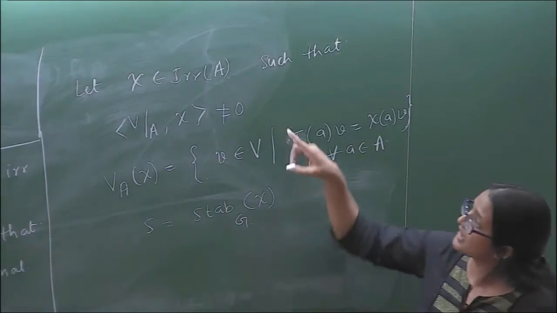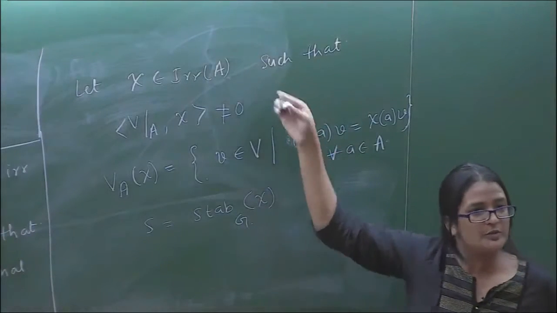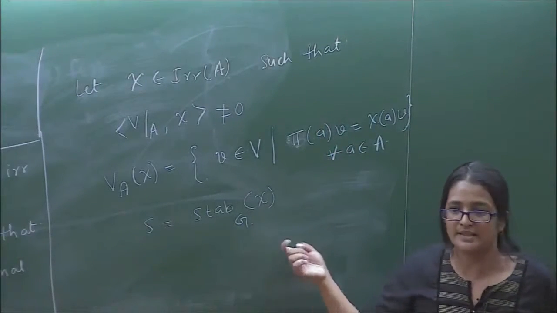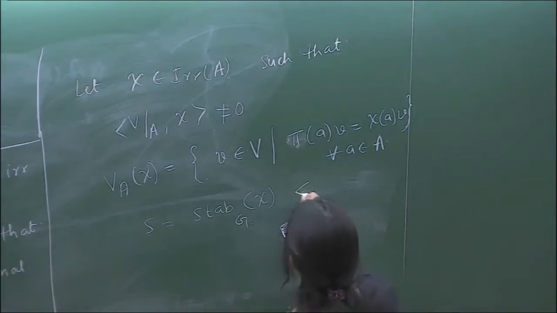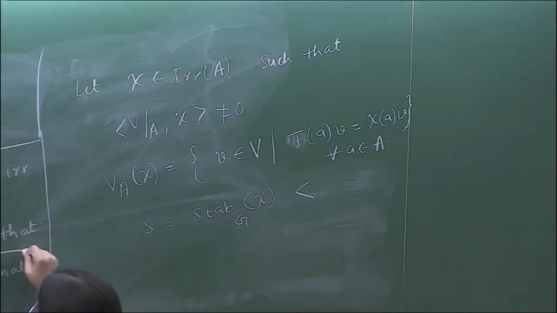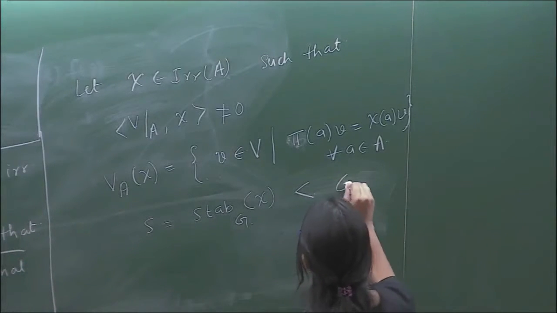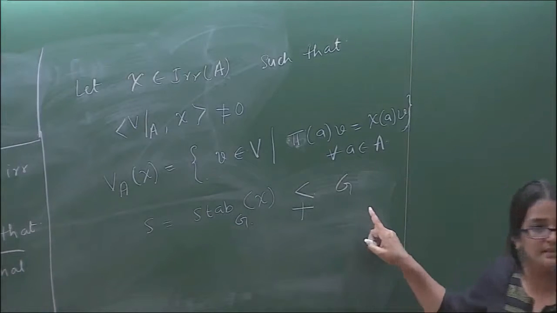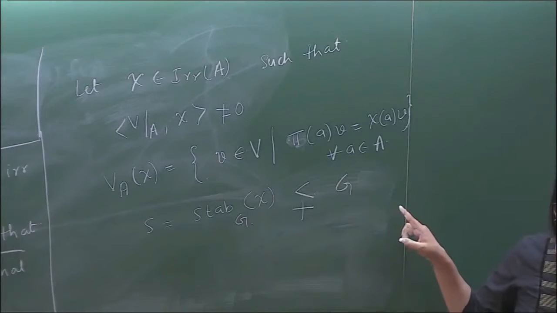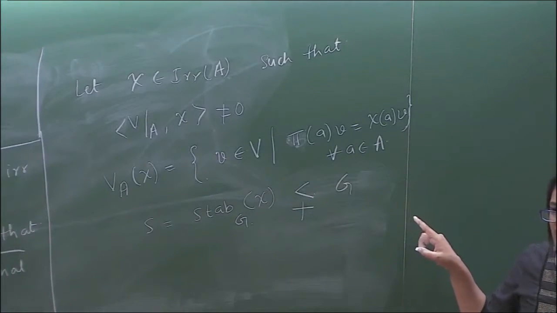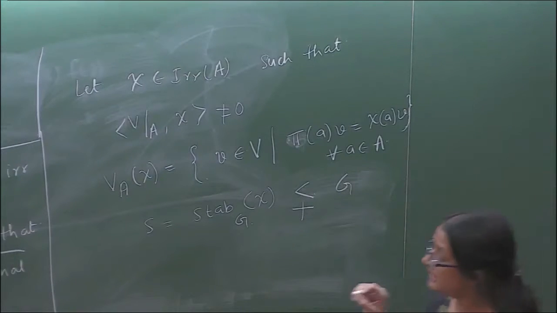So chi is a character of a normal subgroup, so I can talk about its stabilizer. Let's say S is the stabilizer. Then from the condition that A is an abelian non-central normal subgroup and V is faithful, the stabilizer is strictly less than G. It's a strictly smaller subgroup, it cannot be equal to G, okay?